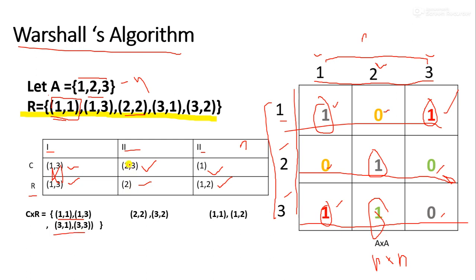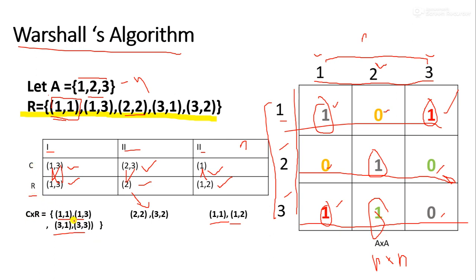And then we need to find the cross product of this and this. So we have 2, 2 and we have 3, 2. These are the cross products of this, and now we find the cross product of this and this. So we have 1 1 and we have 1 2. So this is the cross product of set C and R.